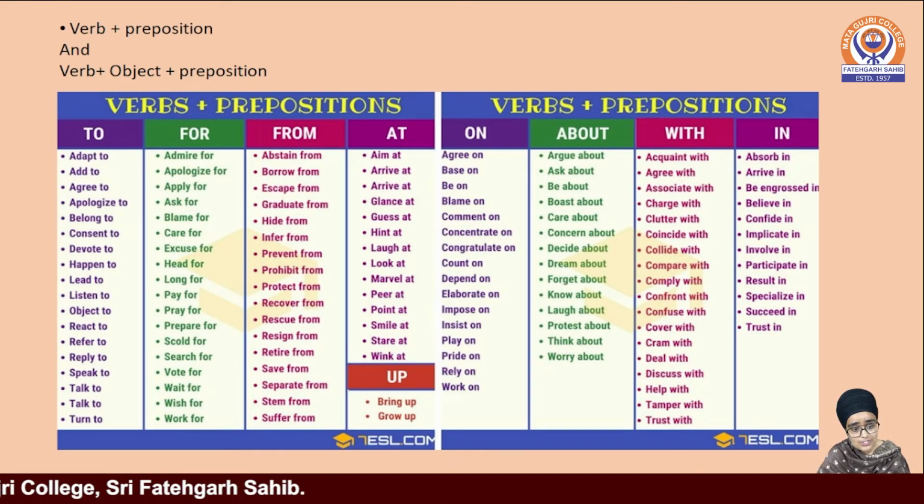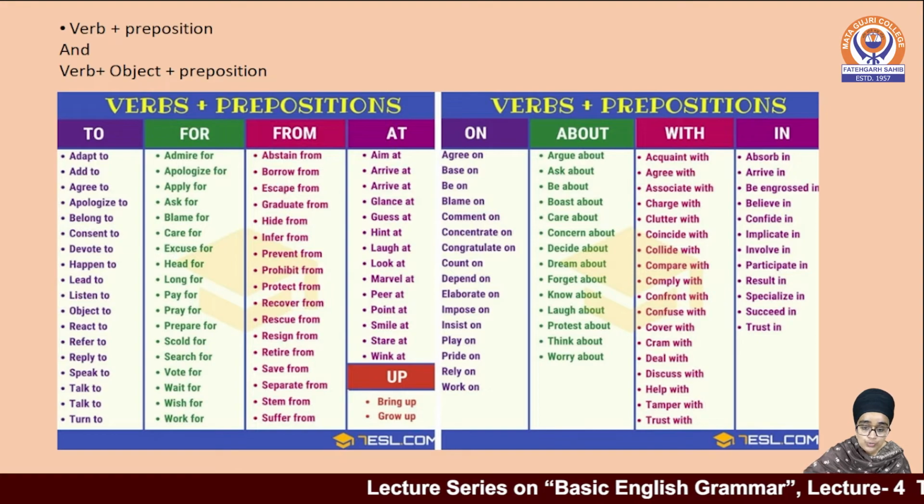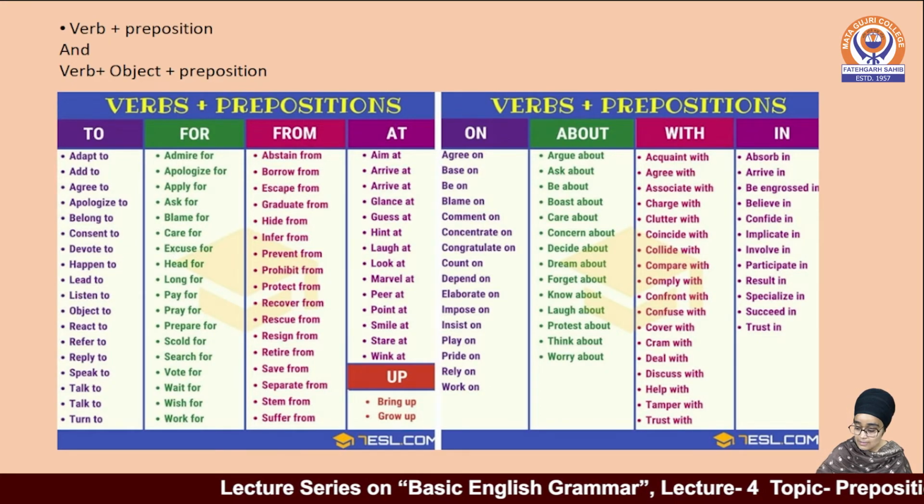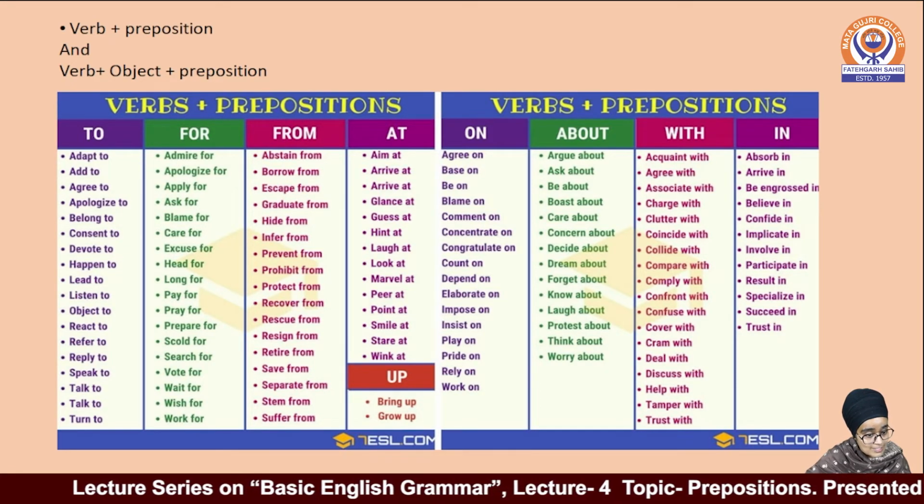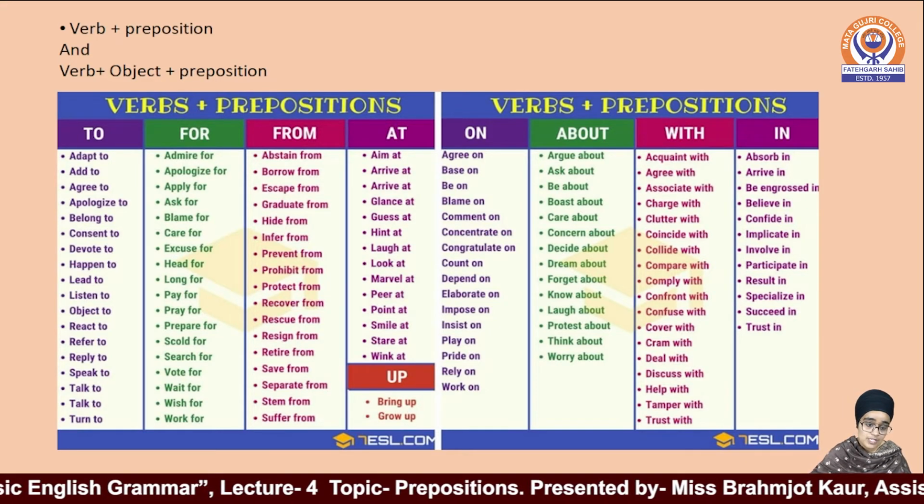Okay, the third and fourth structures that are prevalent. You can use a verb and a preposition together, and you can use a verb plus object plus a preposition. For example, you can say, I find it difficult to adapt to the scenario. This will add to your knowledge. And likewise, you can also use verb plus object plus preposition.